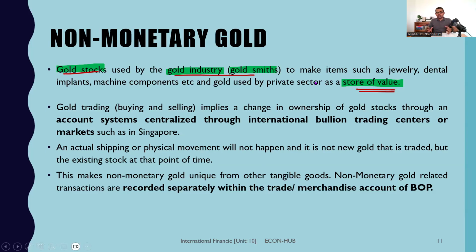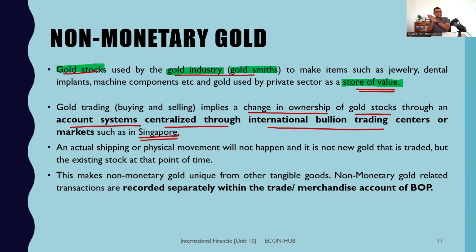It's not new gold also. It's the same certain amount of stock of gold that is kept, and the ownership of that amount of gold is bought and sold. Ownership is bought and sold. So I've explained it here. Implies a change in ownership. It's only a change in ownership of the gold stock, through an account system centralized through international bullion exchanges or bullion trading centers, especially a very popular one is the Singapore Bullion Exchange.